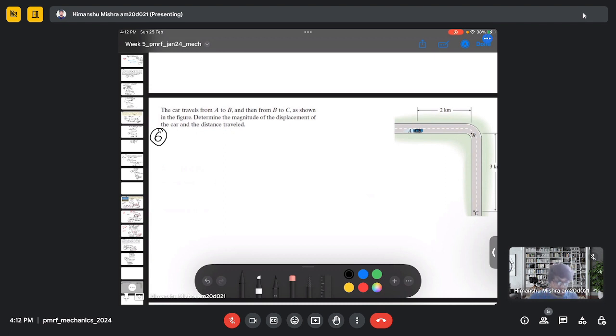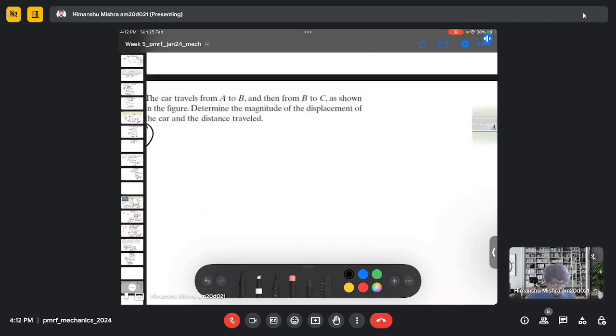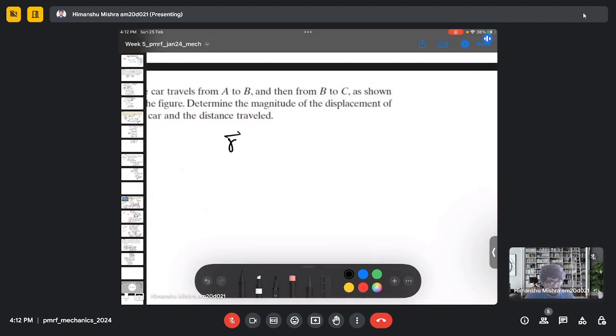So in this question, we have a car that travels from A to B and then from B to C. Determine the magnitude of displacement of the car and the distance traveled. So we need to determine the magnitude of the displacement vector, and we know that the magnitude of displacement or any vector can be given by squaring its components.